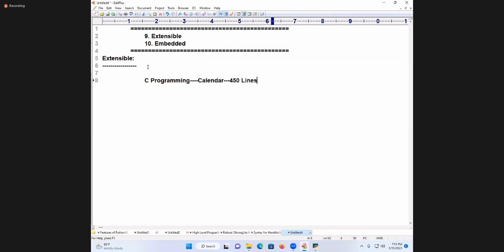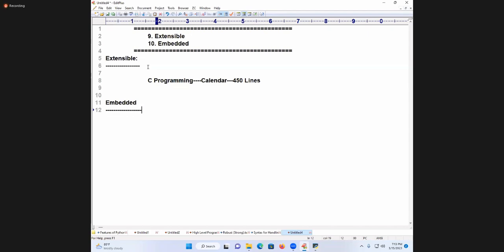And opposite to that service, embedded is also one more service. Are you getting it, students? Extensible means giving. Embedded means taking. And what is the limitation of Python? Python is not the fastest language. Python is a comfortable language.